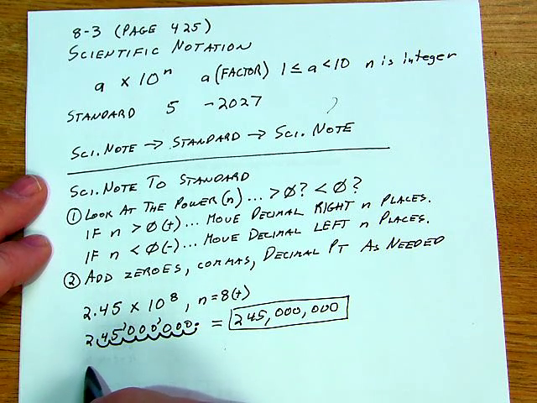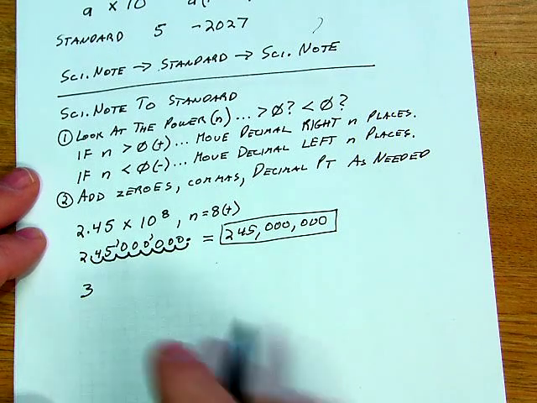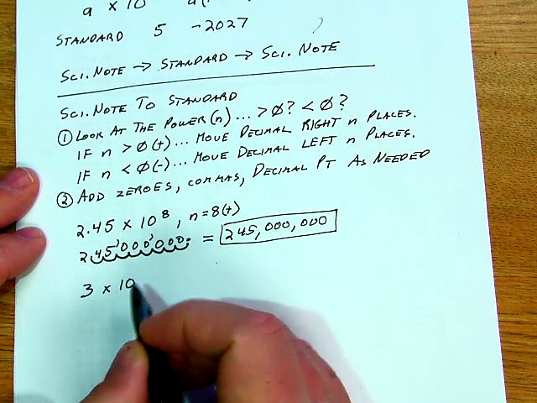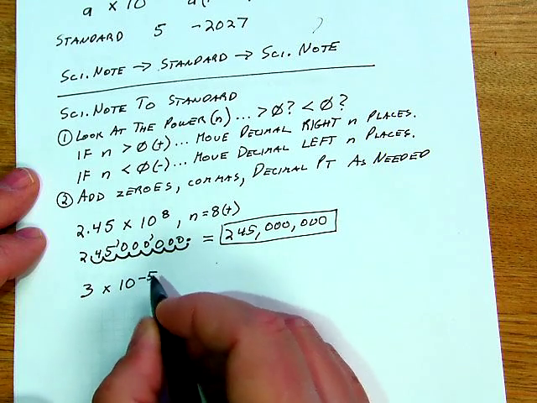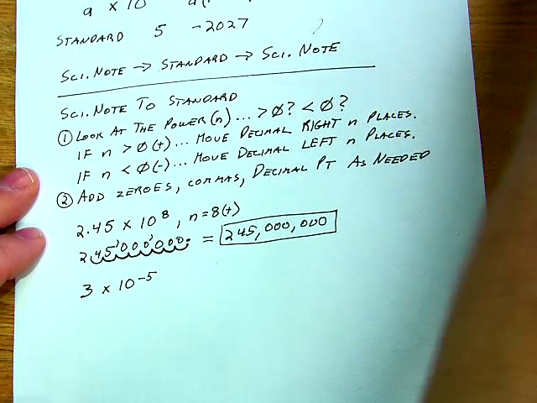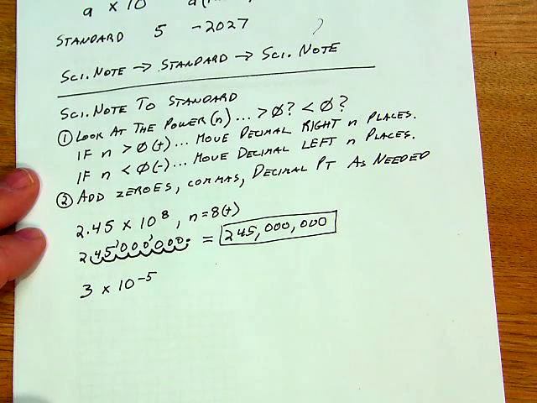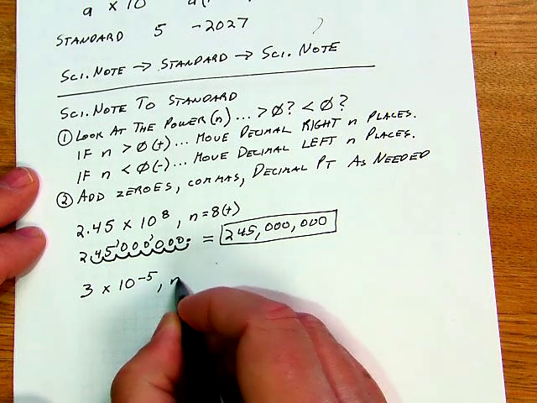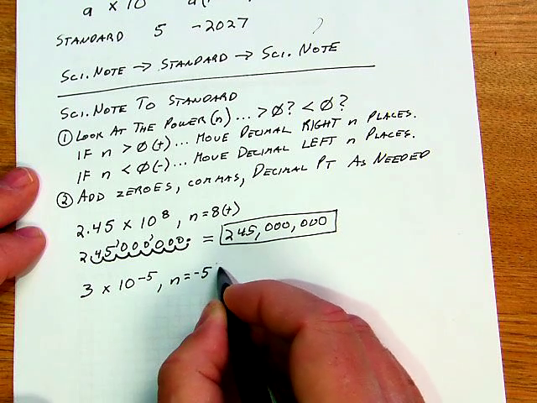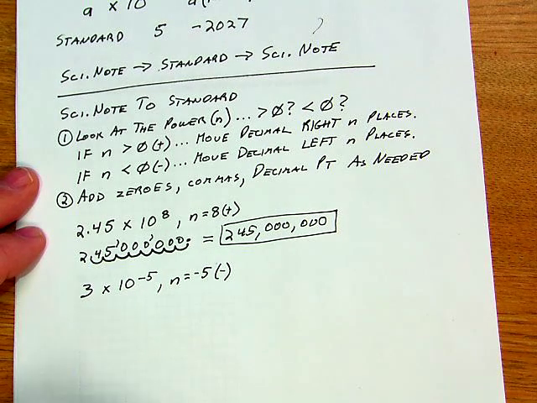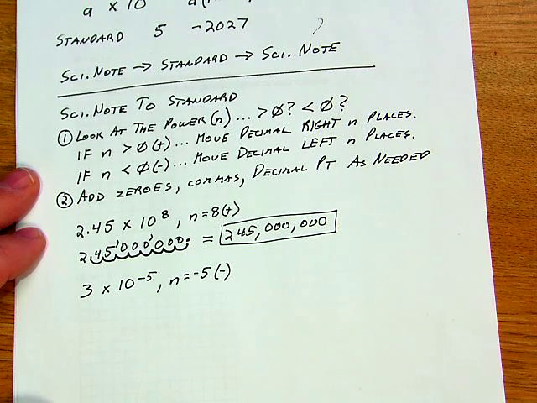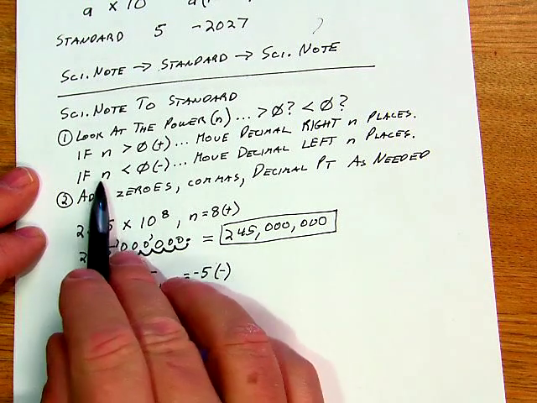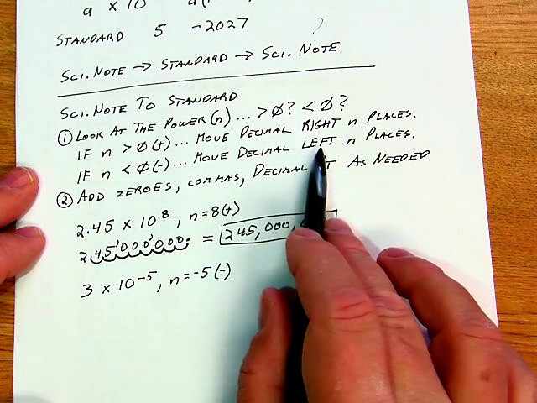Now let's try another number. Let's try 3 times 10 to the negative 5. In this example, I have a negative exponent, or a negative power. So I write that here: N is equal to negative 5, which I know is negative, obviously. I come up and look at my rules, and my rules say the decimal must be moved to the left.